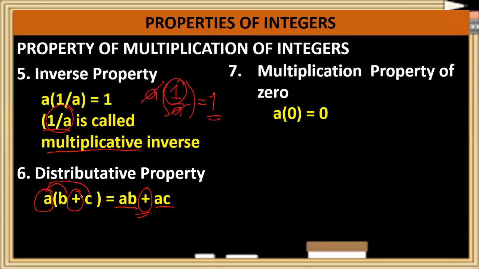Next, the last one is we have the multiplication property of 0. So multiplication property of 0, any integer, okay, be it negative. Okay, so even if it's a negative A times 0, that will still give us an answer of 0. So any integer multiplied to 0 will always give us an answer 0. Okay, so these are the properties of integers when we multiply integers.